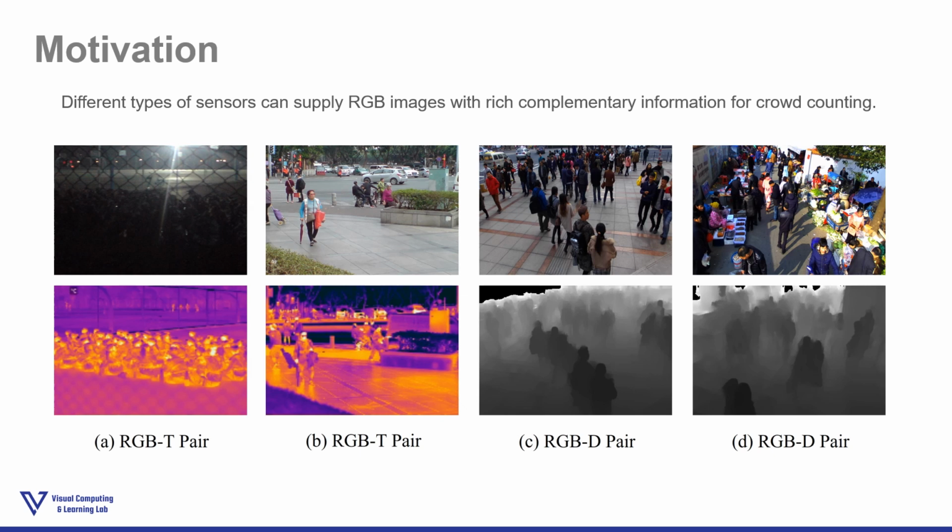With the development of different types of sensors, they can supply RGB images with rich complementary information. As shown in Figure A, thermal images are robust to bad illumination, and depth data naturally complements RGB information by providing the 3D geometry to 2D visual information. However, as shown in Figure B and Figure D, thermal and depth data will also introduce non-negligible noise.